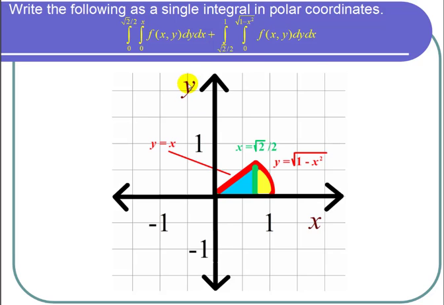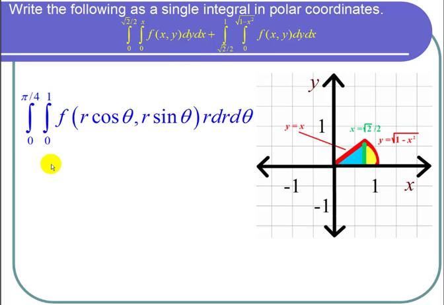So I can write this integral sum as a single expression with a double integral in polar coordinates. So theta, as we said, goes from 0 to pi over 4, and r goes from 0 to 1, and we have our function, but instead of x, we write r cosine theta, because that's the formula for x, and instead of y, we write r sine of theta, because that's the formula for y. And instead of dy dx, we write r dr d theta.